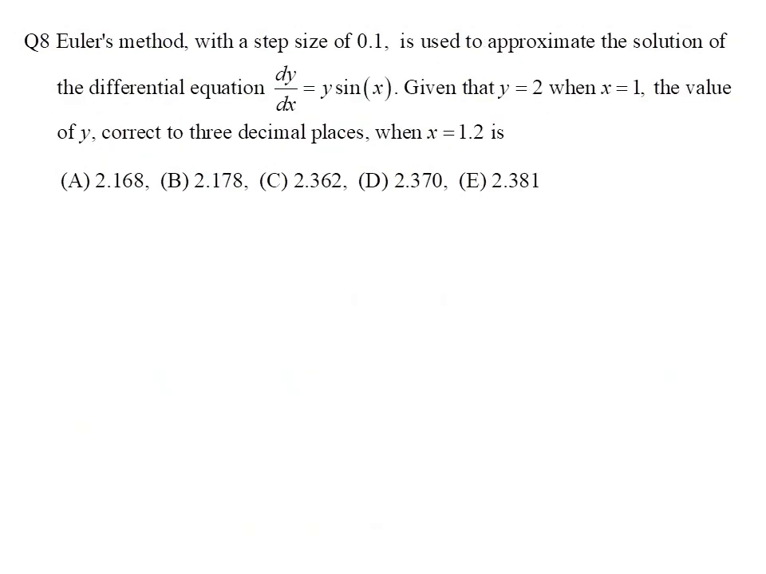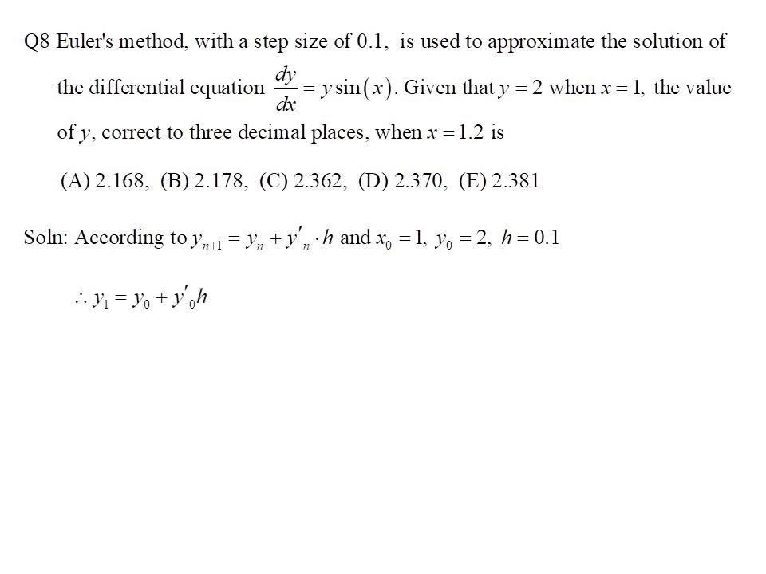Question 8 is to use Euler's method to find the y value when x equals 1.2 with a step size of 0.1, given that when x equals 1, y equals 2. According to Euler's method, its first order process is written as y sub n plus 1 equals y sub n plus y prime sub n times h. Here we have x sub naught equals 1, y sub naught equals 2, and h equals 0.1.